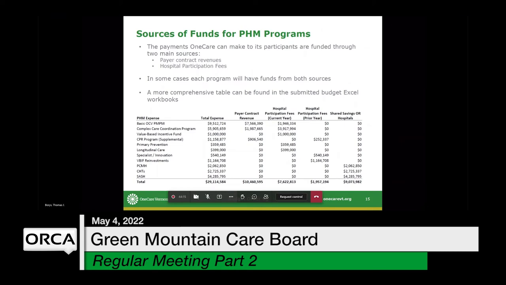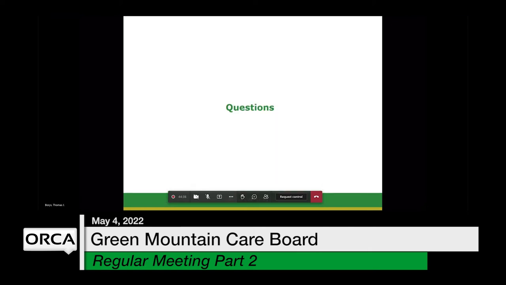I'll mention, there's a much more comprehensive table that doesn't really fit into a slide well in our submitted budget documents, and I invite folks to go look there for more depth. It will show in more detail the different payer lines, their revenues, and to which PHM expense they are assigned. And that is it. I'm going to stop sharing my screen and turn it back over to you, Chair Mullen.